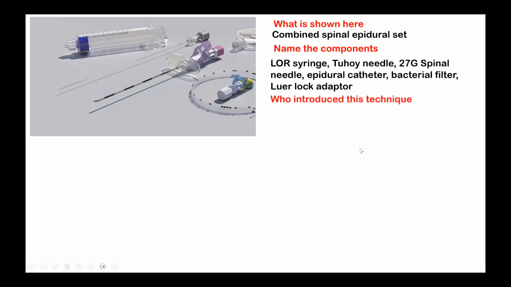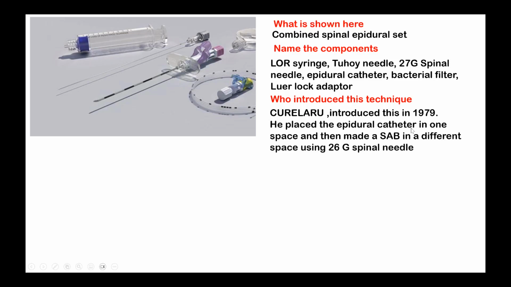Who introduced this technique, and how was it done? Curelaru introduced it in 1979. At that time he did not have all this equipment. So he placed the epidural catheter in one space, then one space below he gave a single shot spinal using a spinal needle. He first placed the epidural catheter, then gave the subarachnoid block one space below. That is how the first combined spinal epidural was given.